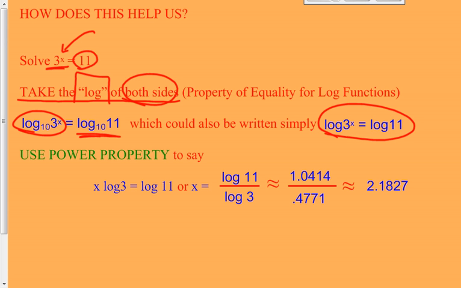So then what could happen? I could bring this x out front as a coefficient, as we learned from yesterday's lesson. So now I have x log 3 equals log 11. And then I could divide both sides by log 3. And so when I do that, I get this. And this I cannot do unless I have my calculator. So you're just going to press log 11 divided by log 3. Let me show you how that's done.